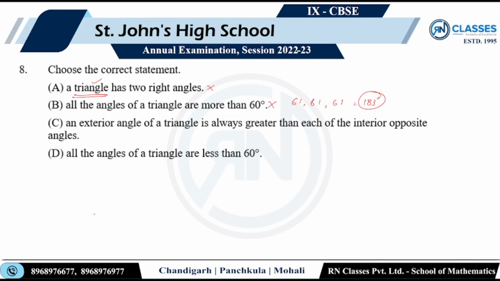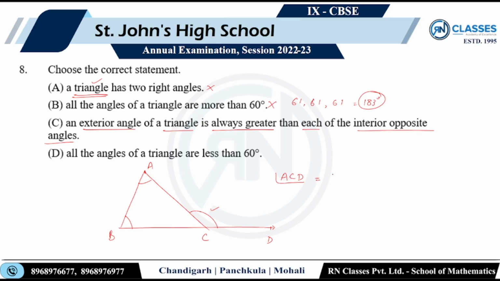Absolutely not. Exterior angle of a triangle is always greater than each of the interior opposite angles. ये तो देखना पड़ेगा, बना के देखते. तो ये आई मेरे पास ट्राइंगल ABC और मैंने यहां पे D तक एक्सटेंड कर दिया इसको. ये एंगल किसके बराबर होगा? एंगल A प्लस एंगल B, राइट? तो एंगल ACD will be equal to angle A plus angle B.